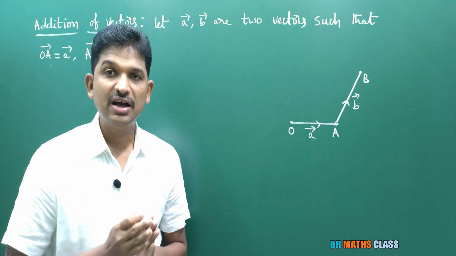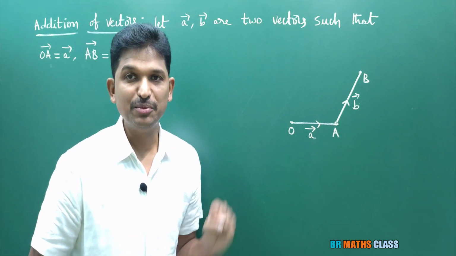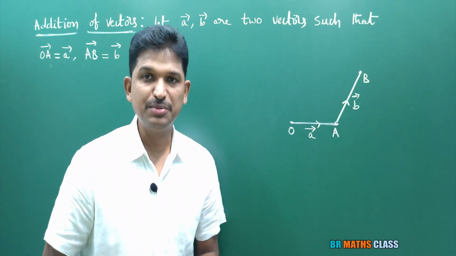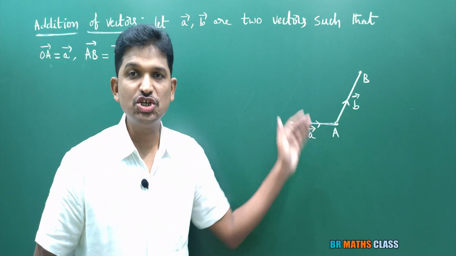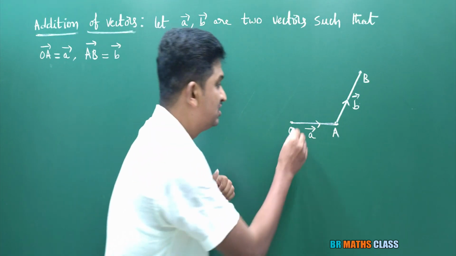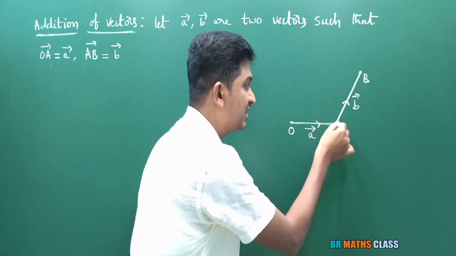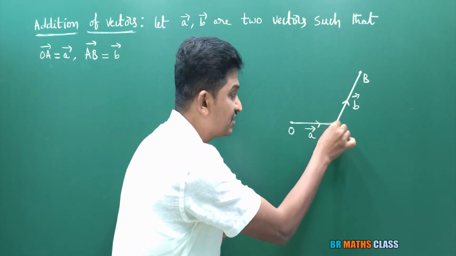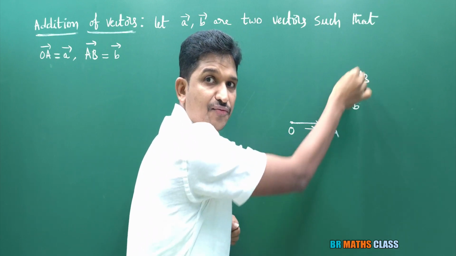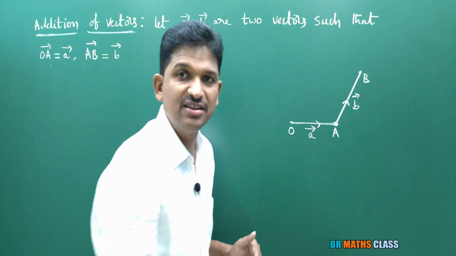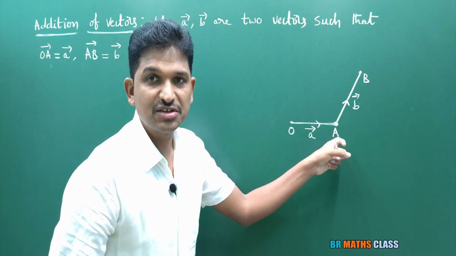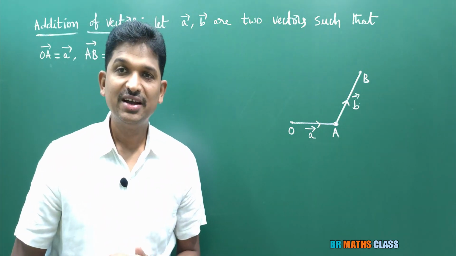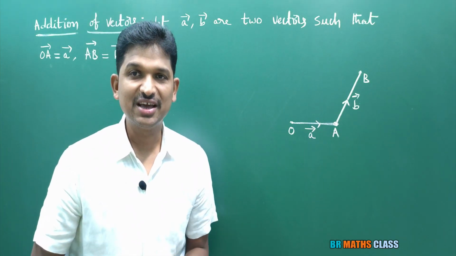So what happened here? I consider two vectors A bar, B bar such that OA bar is A bar, AB bar is B bar. Then to define addition of these two vectors, this is OA bar, I will consider this as the first vector. This is AB bar, I will consider it as the second vector. To add these two vectors, the terminal point of the first vector and the initial point of the second vector must be the same.